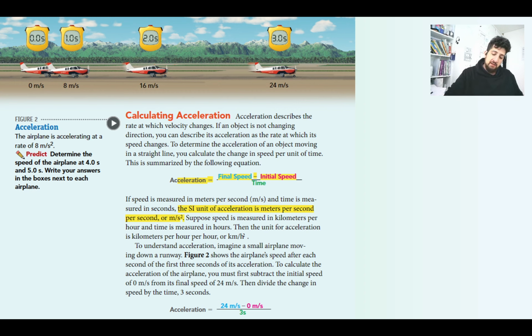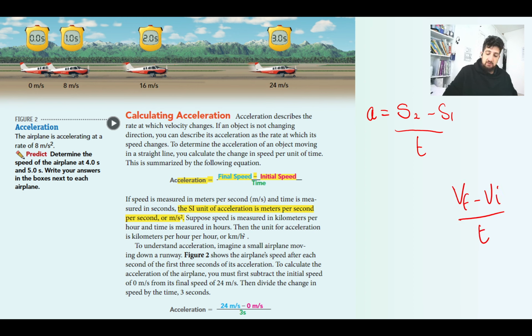And how do we calculate it? Acceleration is very, very easy. Speed 2 minus speed 1 all over time. Now, there are different ways of writing this. You can write speed final minus speed initial, SF minus SI. You can also write velocity final minus velocity initial, which looks like this, VF minus VI over T, or change in T. And that just means it's the same thing, okay?